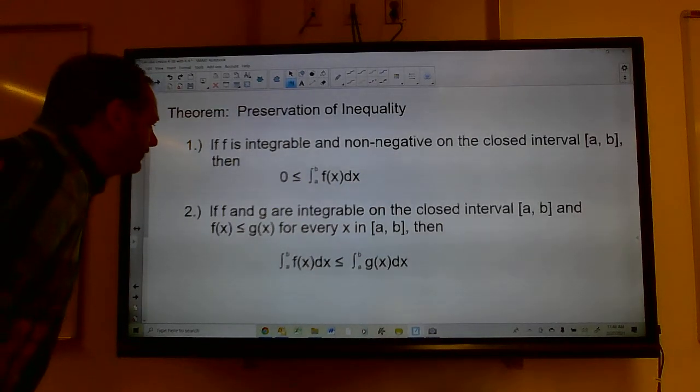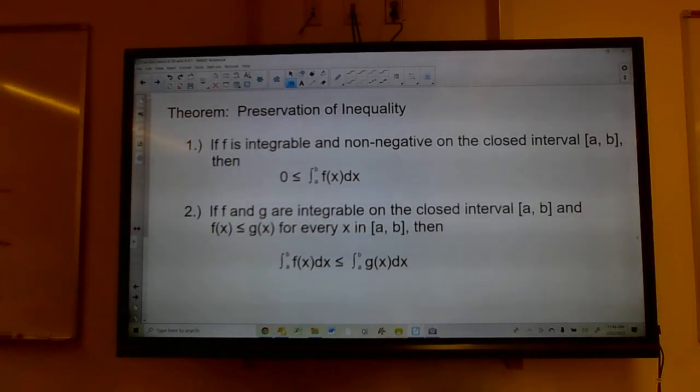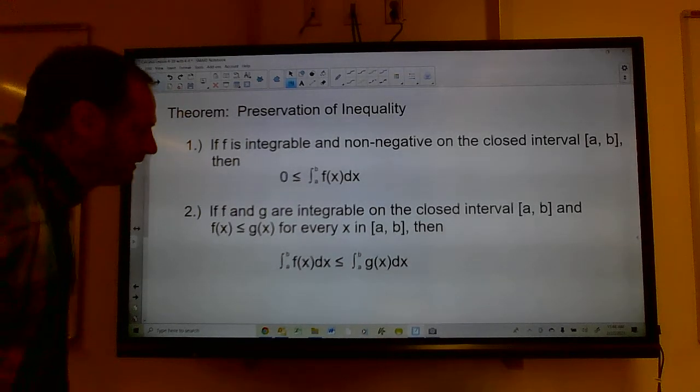Preservation of inequality. So if f is integrable and non-negative on the closed interval ab, then 0 is less than or equal to the integral from a to b of f of x dx. If f and g are integrable on the closed interval ab and f of x is less than g of x for every x in ab, then the integral of f of x must be less than the integral of g of x. So this kind of makes sense.